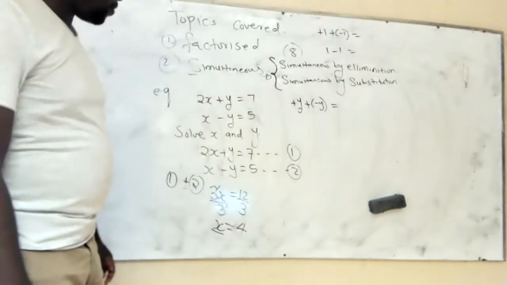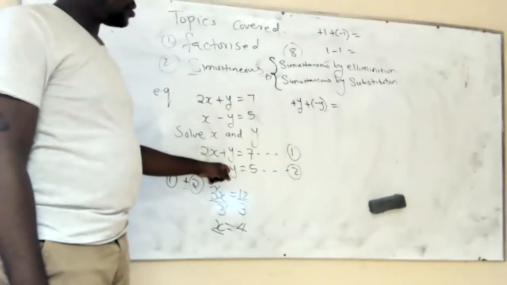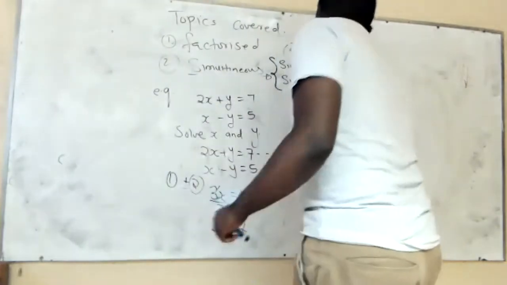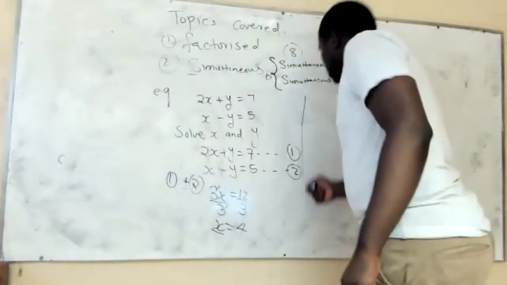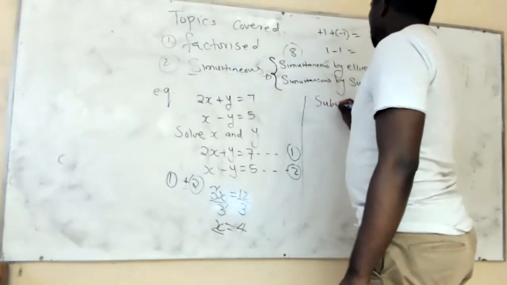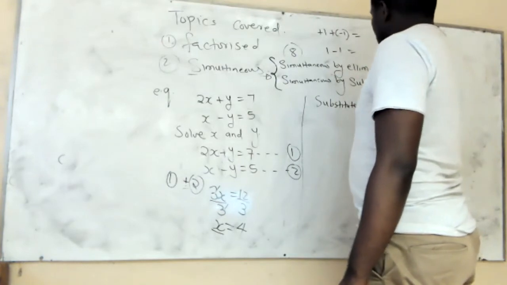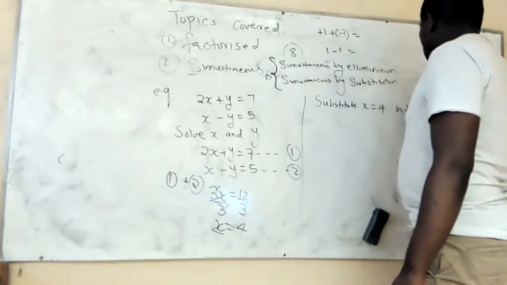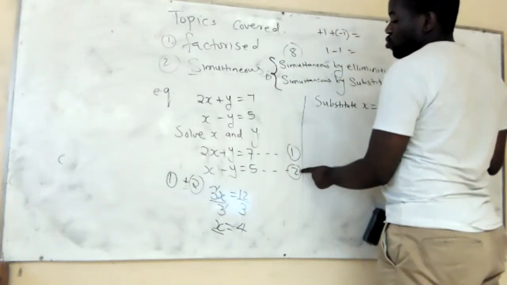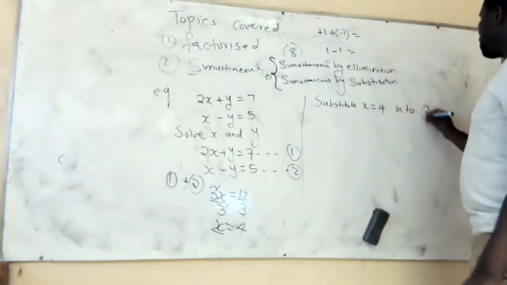So we are now left with finding the value of y, right? Yes. And remember, the procedure for simultaneous equations is the same. It doesn't change. We now have to substitute x equal to 4 into one of these equations. You can either substitute into equation number 1 or equation number 2. You're going to get the same answer. Let me decide to substitute into equation number 2.